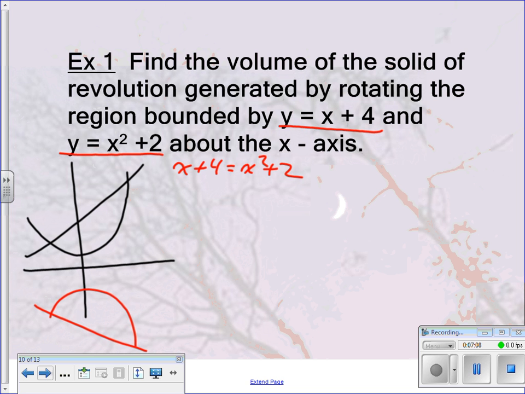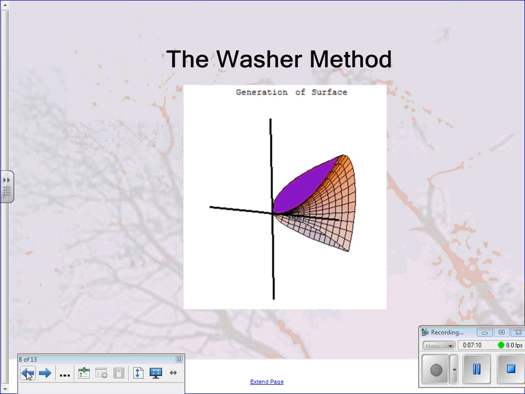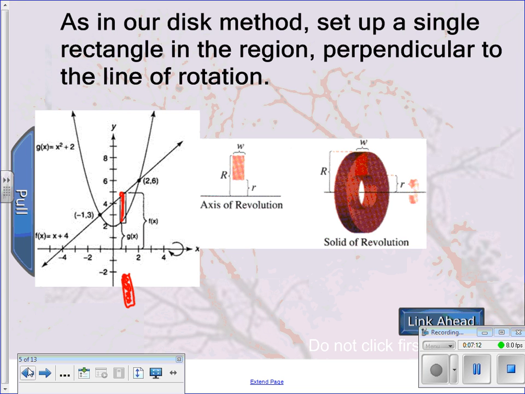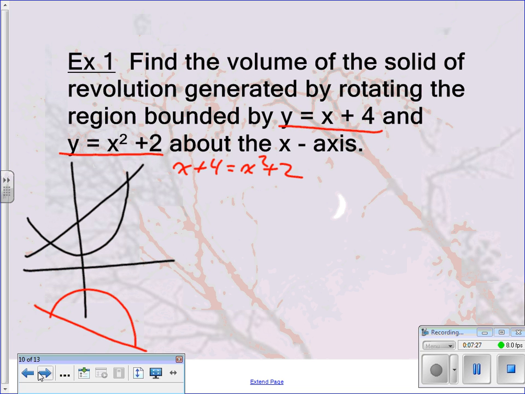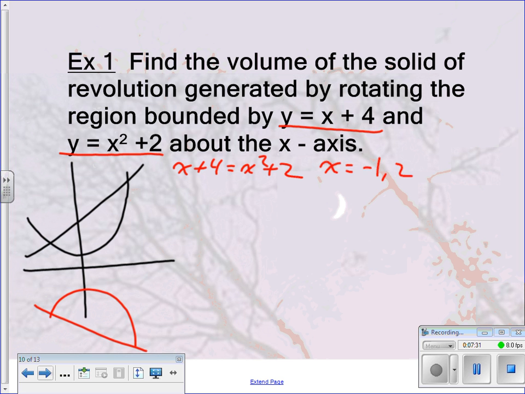And if I recall, let's go back to here. Yeah, -1 and 2. I'm going to cheat because this is what we have: -1 and 2. So x equals -1 and 2. Those are our bounds.